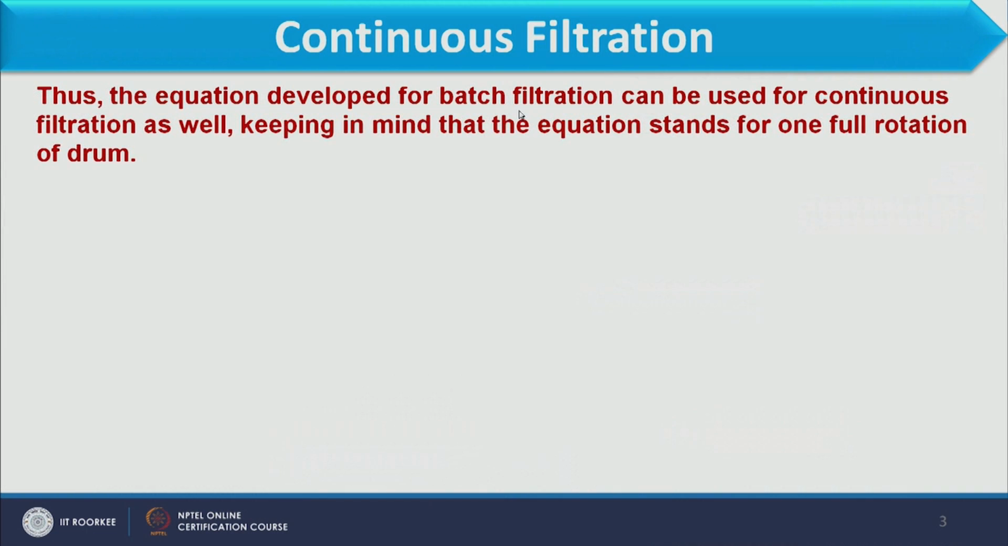Thus the equation developed for batch filtration can be used for continuous filtration as well, keeping in mind that the equation stands for one full rotation of the drum. So whatever equation we have derived for batch, we can also use for the continuous filtration process, but whatever filtrate we obtain by this will be the filtrate collected in a single rotation for continuous filtration. That is all we have to see.